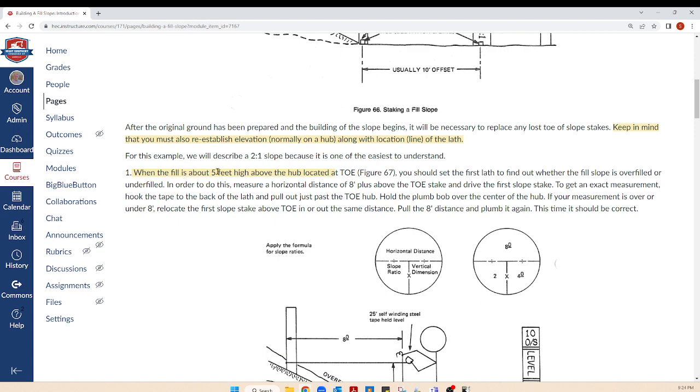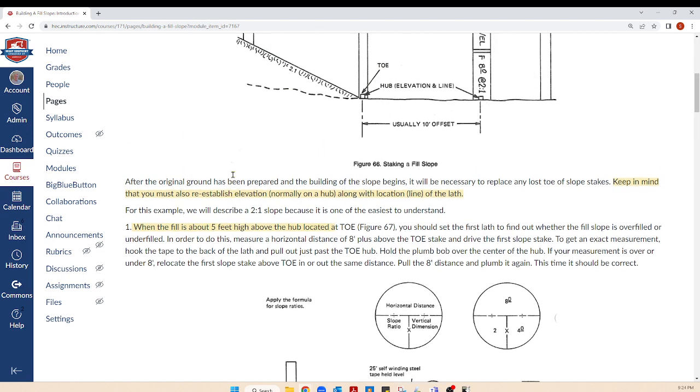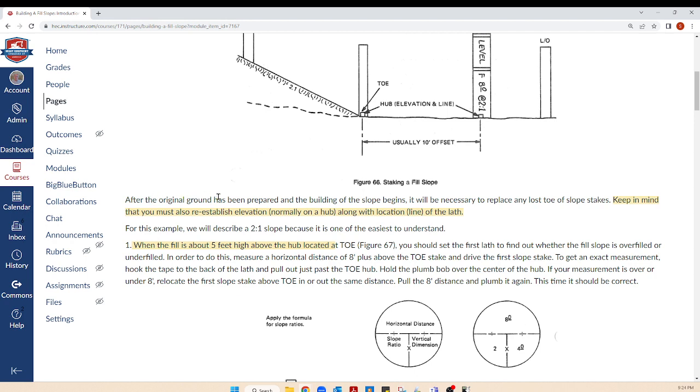When the fill is about 5 feet high. All right, let's go up here. After the original ground has been prepared and the building of the slope begins, we're right here. Everything else has been done, and we're starting to bring this dirt in, going in this direction, laying it out in lifts. Here's the original ground, before any dirt is put in here. This is what it looks like.